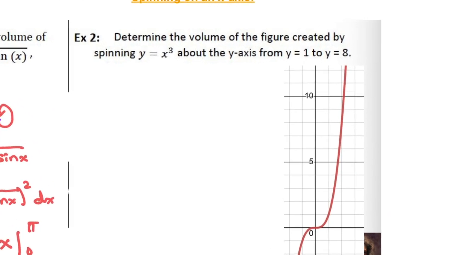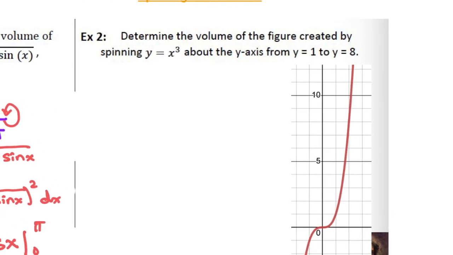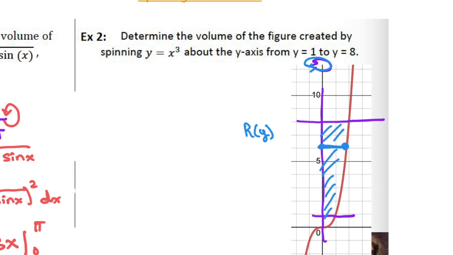So for example 2, we want to determine the volume of the figure y equals x cubed, and we're going to spin about the y-axis this time. Draw the picture. We're going to trap it from the y-axis, y equals 1 and y equals 8. Now, the radius. The radius is going to come off of the axis of revolution. We want to know how long this is. Let's draw it to where the axis goes to the shaded region. What you should notice is that this one is right minus left. So the radius is with respect to y in our problem.